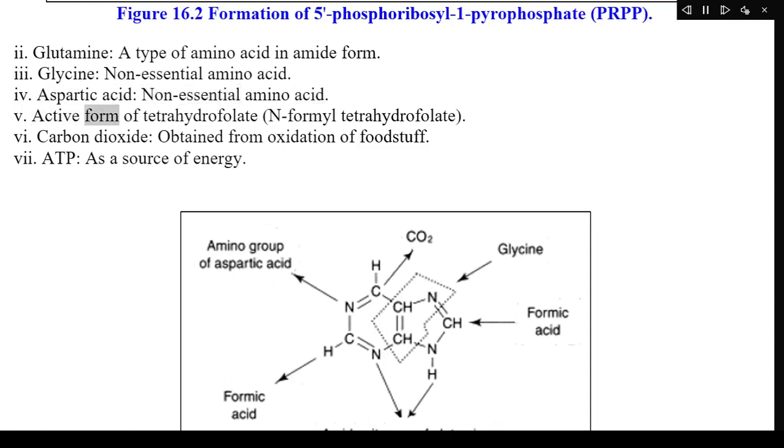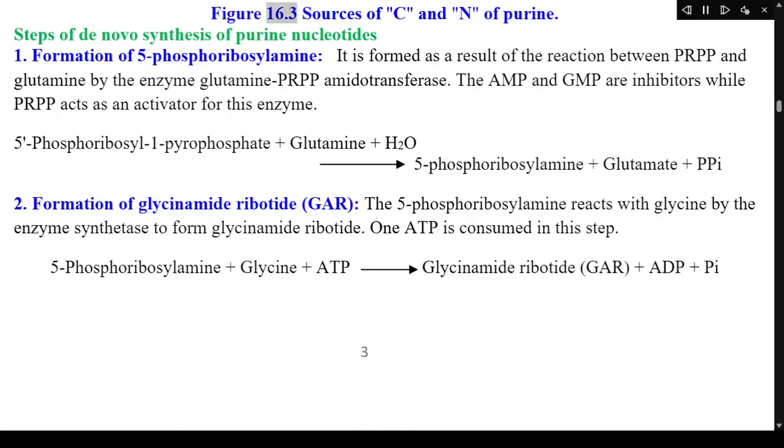5. Active form of tetrahydrofolate, N-formyl tetrahydrofolate. 6. Carbon dioxide, obtained from oxidation of foodstuff. 7. ADP, as a source of energy. Figure 16.3 Sources of C and N of purine. Steps of de novo synthesis of purine nucleotides.